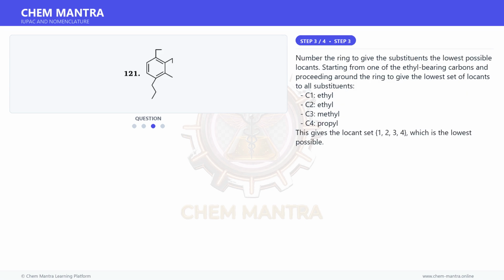Number the ring to give the substituents the lowest possible locants. Starting from one of the ethyl-bearing carbons and proceeding around the ring to give the lowest set of locants to all substituents. C1 ethyl, C2 ethyl, C3 methyl, C4 propyl. This gives the locant set 1, 2, 3, 4, which is the lowest possible.